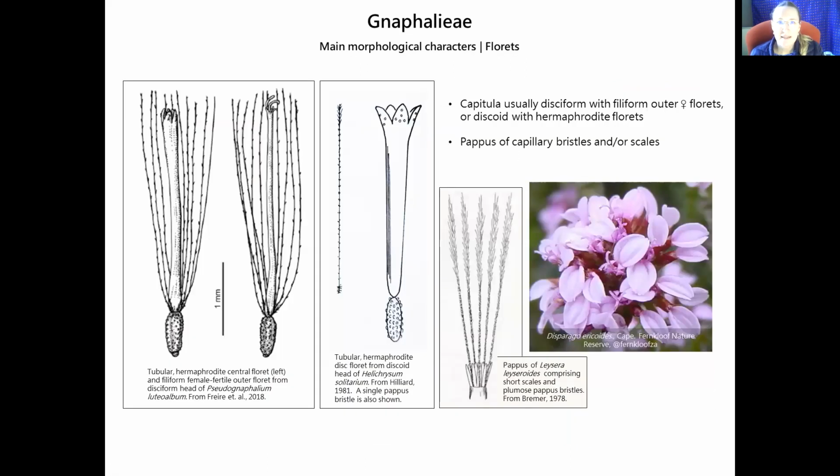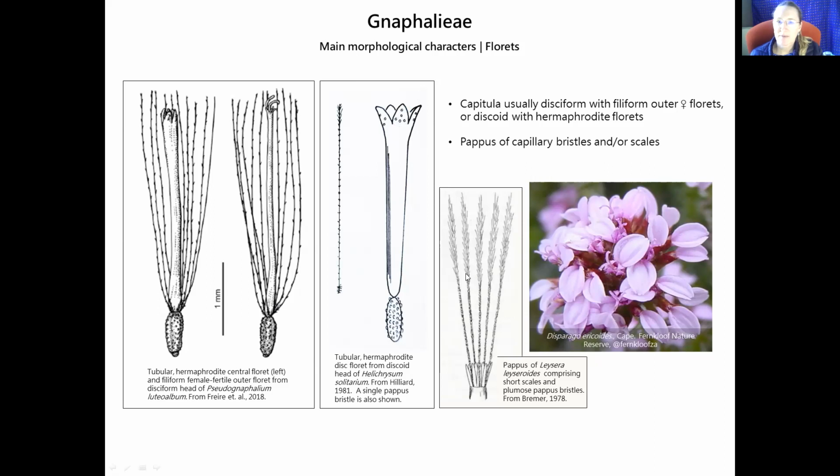The capitula are usually disciform, in which case there's two kinds of florets in the head, an outer peripheral ring of female florets with filiform corollas, and then the central florets are hermaphrodite with tubular corollas. But you do also get discoid heads quite commonly, in which case all the florets are tubular and hermaphrodite. In this instance, there's glandular trichomes on the backs of the corolla lobes. And you do also get radiate capitula, as I mentioned. So this is Berkheya, where there's one ray and one disc floret per capitulum. These are the involucral bracts.